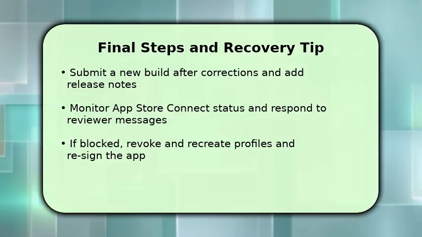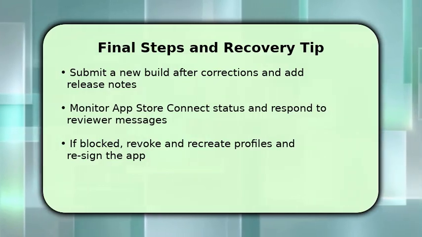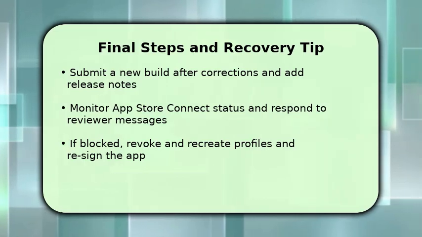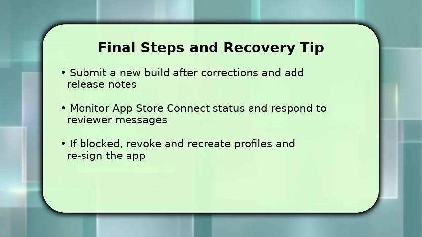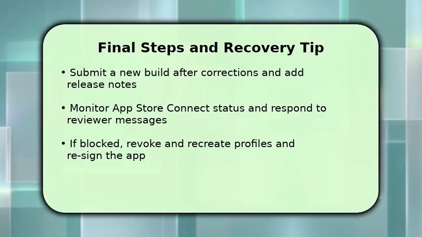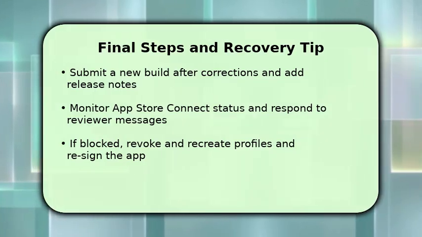If verification still fails, revoke the old provisioning profiles and certificates, recreate them, re-sign the IPA, and re-upload. One troubleshooting tip: if nothing works, create a clean test app ID and minimal build to reproduce the failure. That isolates misconfiguration fast.